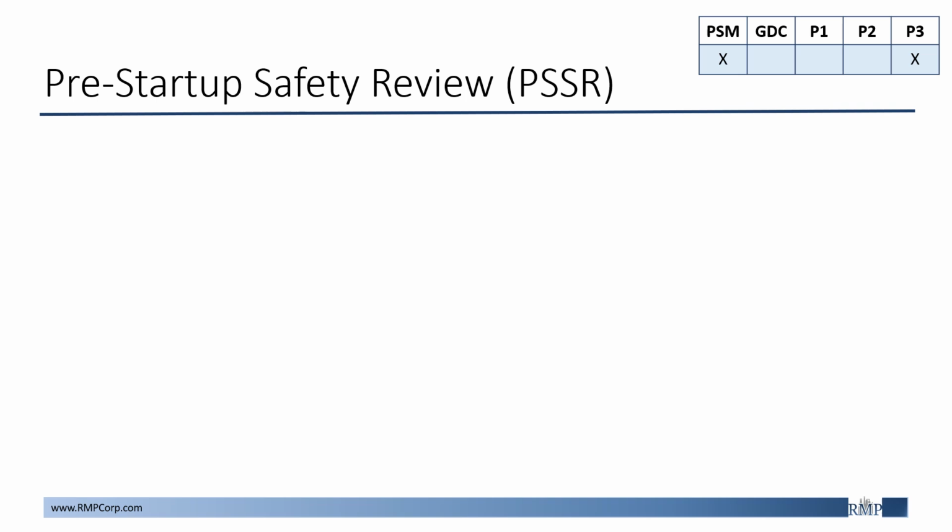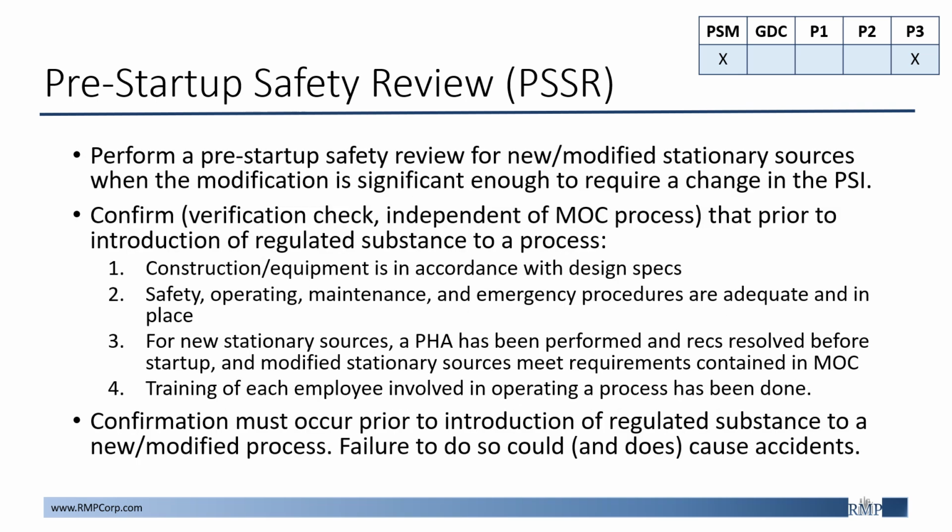Next up is pre-startup safety review. You should perform a pre-startup safety review for new and/or modified stationary sources when the modification is significant enough to require a change in your process safety information. You should confirm through verification and checks, independent of the MOC process, that prior to introduction of regulated substances to a process, construction and equipment are in accordance with design specs, and that safety, operating, maintenance, and emergency procedures are adequate and in place.